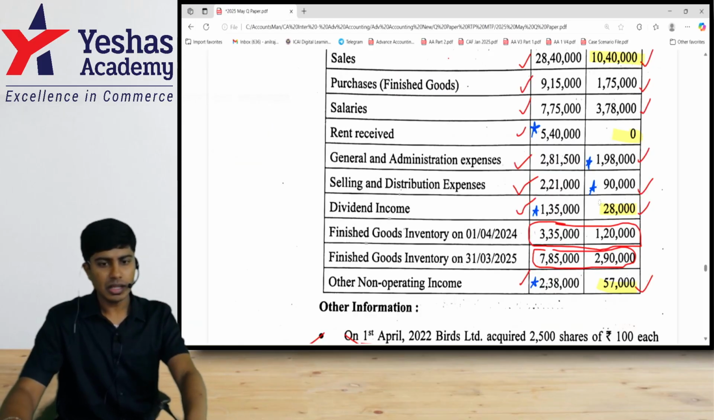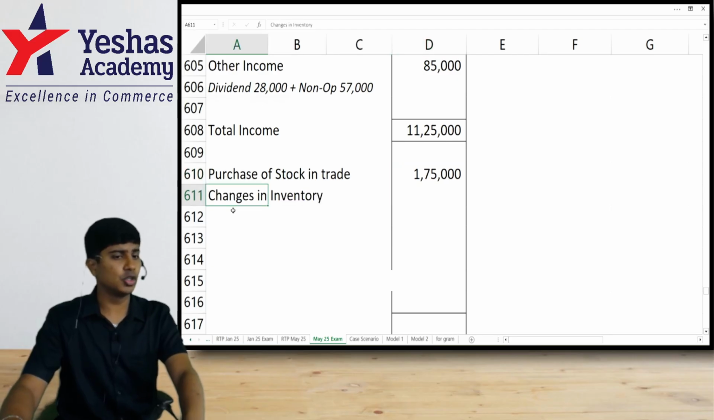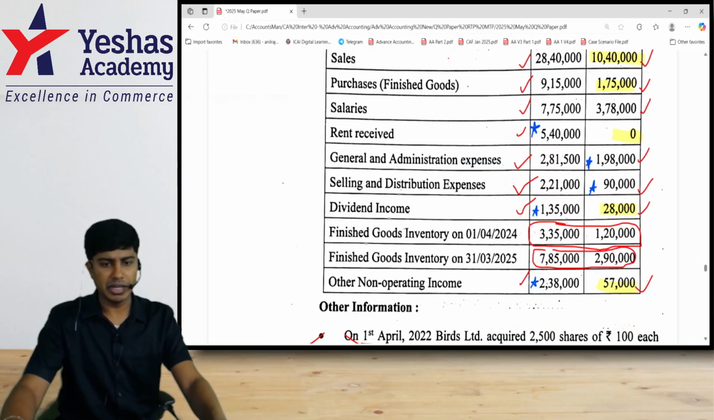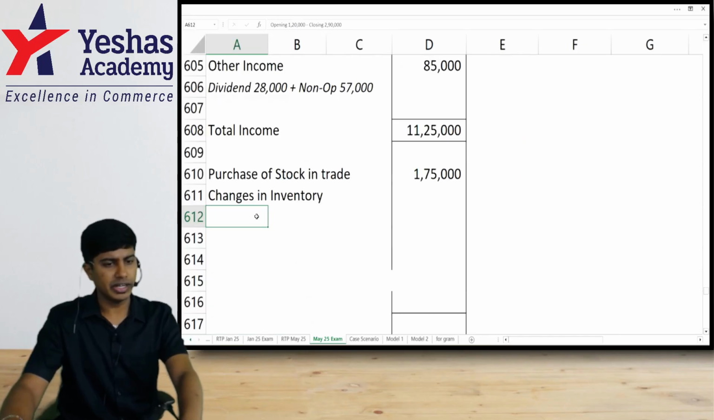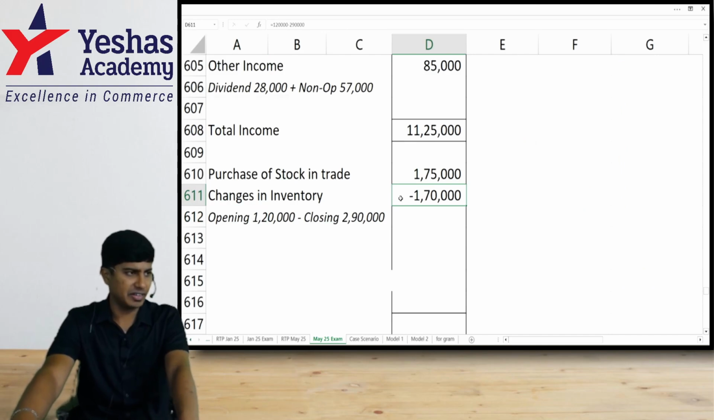How much is purchase of stock in trade? Purchase of stock in trade 1 lakh 75. I'll write 1 lakh 75. Next, changes in inventory. I should do opening minus closing. Am I right? Yes. Opening is 1 lakh 20. Closing is 2 lakh 90. So I would write here opening 1 lakh 20 minus closing 2 lakh 90, minus 1 lakh 70.